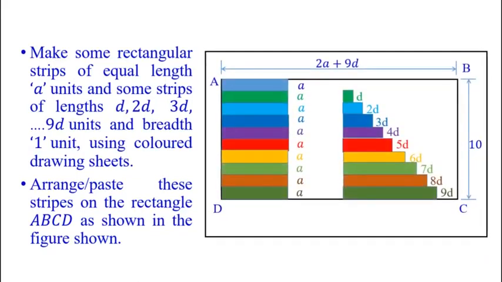So this is the figure. So in the left side, these are the rectangles having length a unit and breadth 1 unit. And in the right side, these are different rectangles having breadth 1 unit but lengths are d, 2d, 3d, 4d up to 9d.